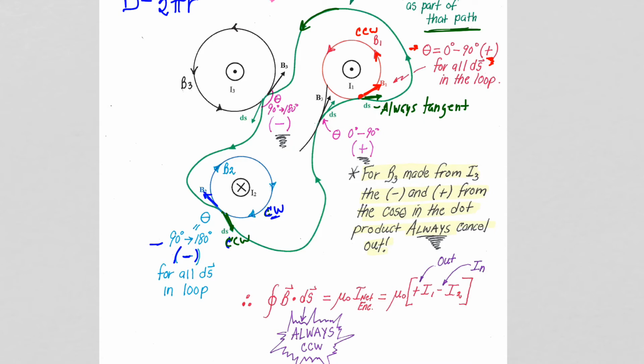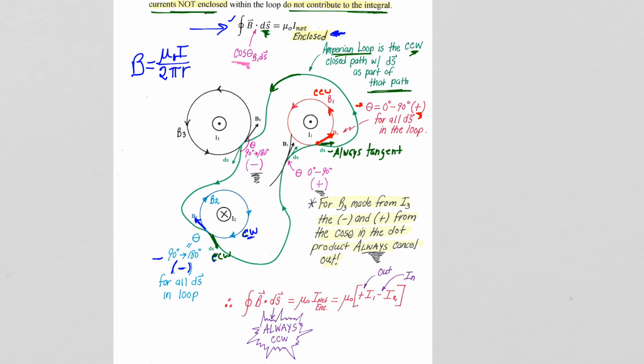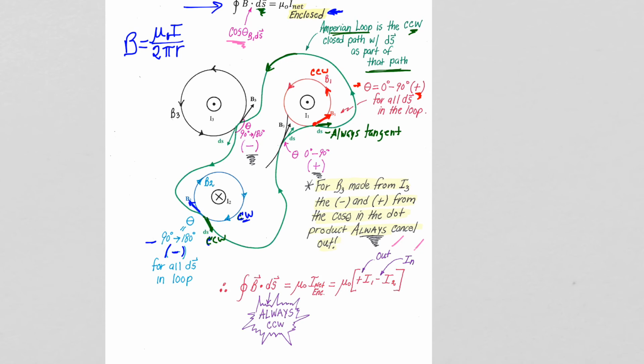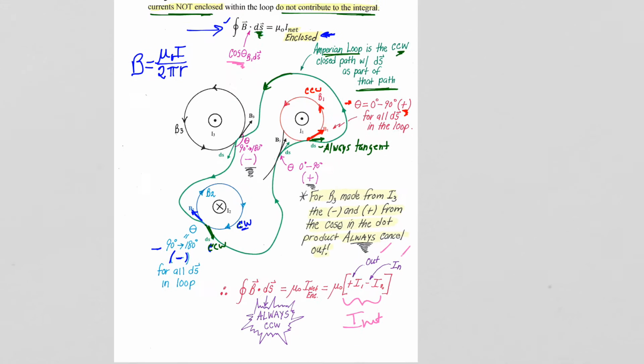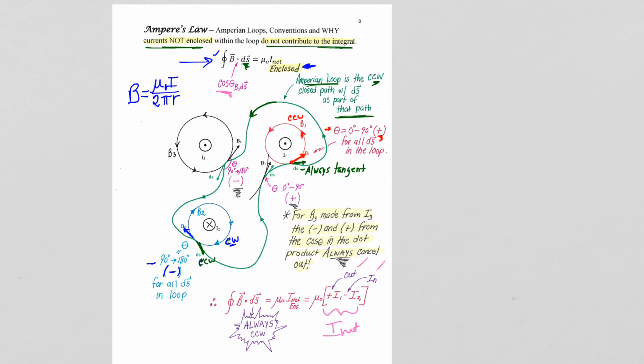Because of that, we are going to label those currents as positive if they come out of the paper and negative if they go into the paper to get the I net enclosed. And so our convention works, and we are always going to use counterclockwise direction for our Amperian loops.